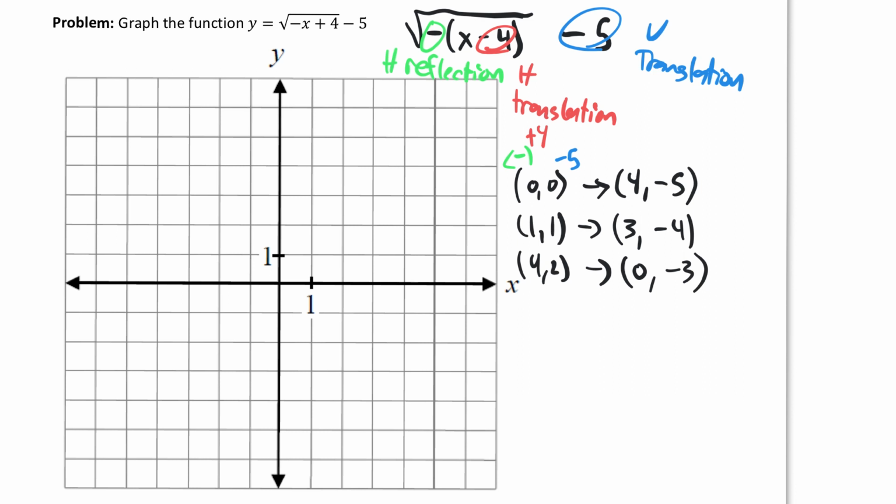So let's take those 3 points, (4, -5), (3, -4), and (0, -3). Now we connect the dots, and we have ourselves our graph. Again, visually, we can see a horizontal reflection, and we can see a translation of 4 units to the right and 5 units down.